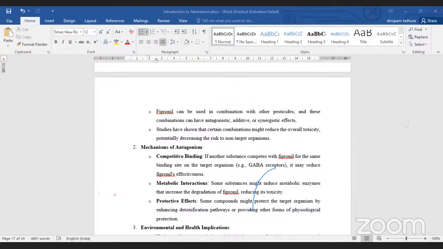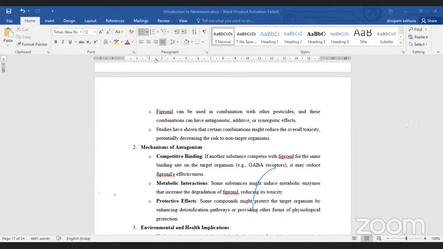Did you understand? Yes, ma'am. Ma'am, activation should happen inside the body of the targeted organism, no, ma'am? Or does it occur outside? The cell membrane has the receptors, right? Before it acts on the receptor, it must be activated. Is it inside the body of the organism or outside? I'll tell you in one minute.